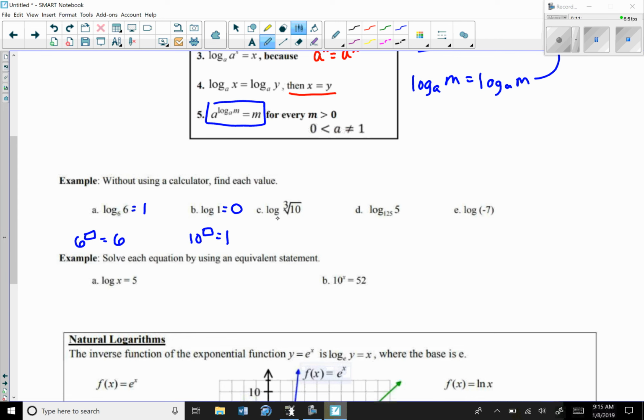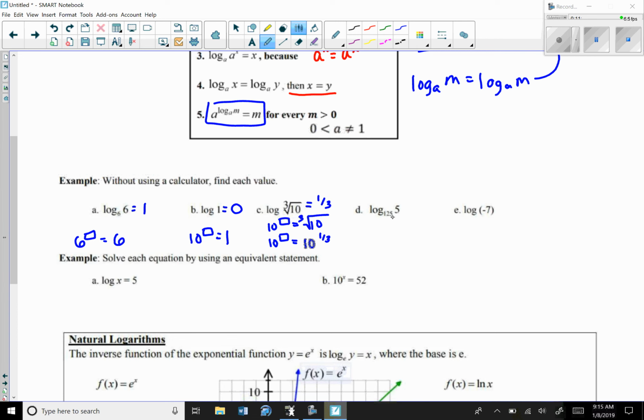For this one here, again, the base isn't written, so it's base 10, so we're saying 10 to what power equals the cube root of 10. And remember, we can rewrite a cube root as an exponent. So this is really 10 to what power equals 10 to the 1/3 power. So that means that if these are the same base, the exponents have to be equal. So the log base 10 of the cube root of 10 is actually equal to 1/3.